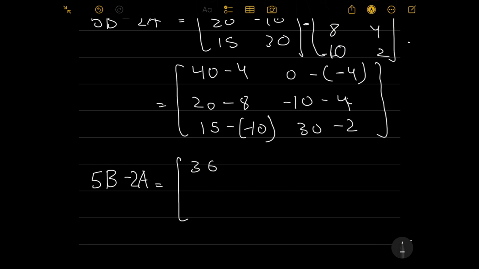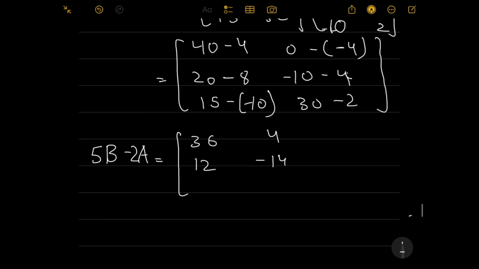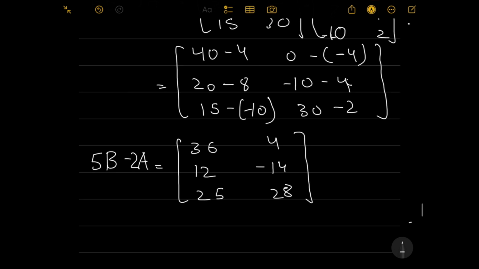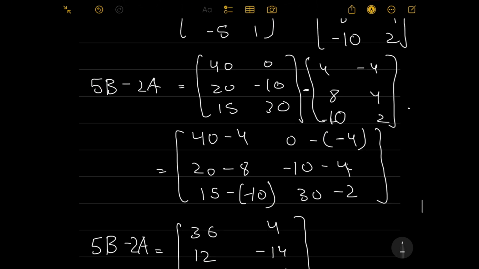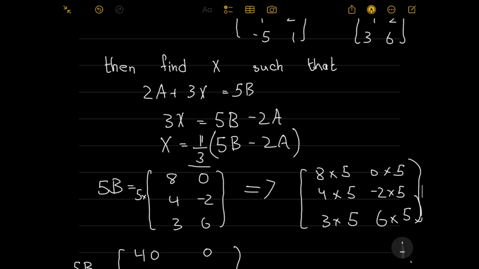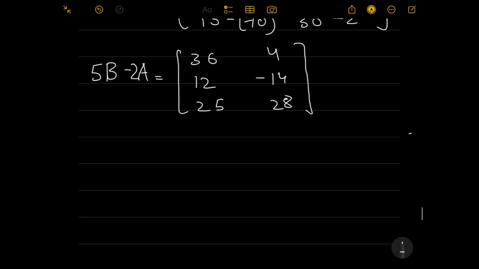So 5B minus 2A equals 40 minus 4 is 36. Then this is plus 4. This would become 12, minus 14, plus 25, and this would become 28. Okay, so this is the value of 5B minus 2A. What we need to do next is just divide it by 3 here. This is the equation, so divide it by 3.